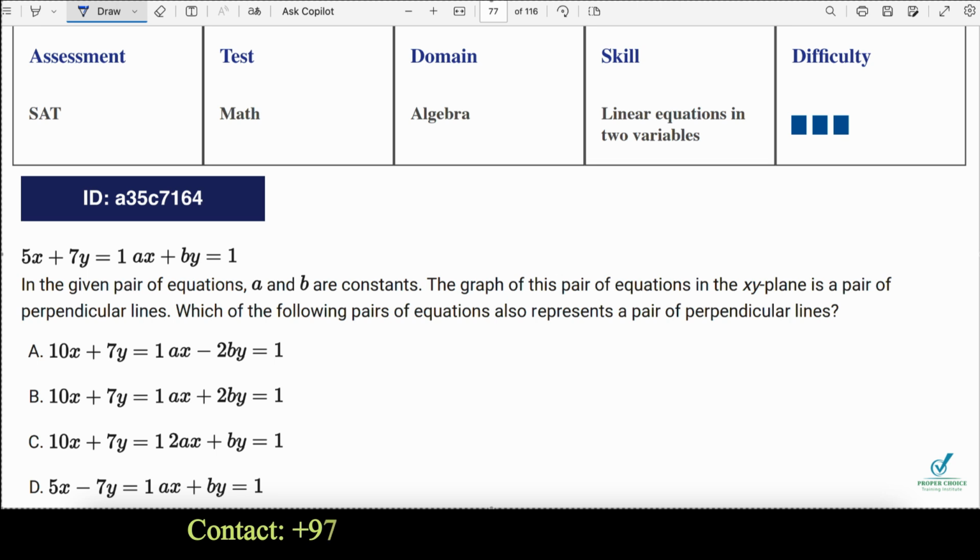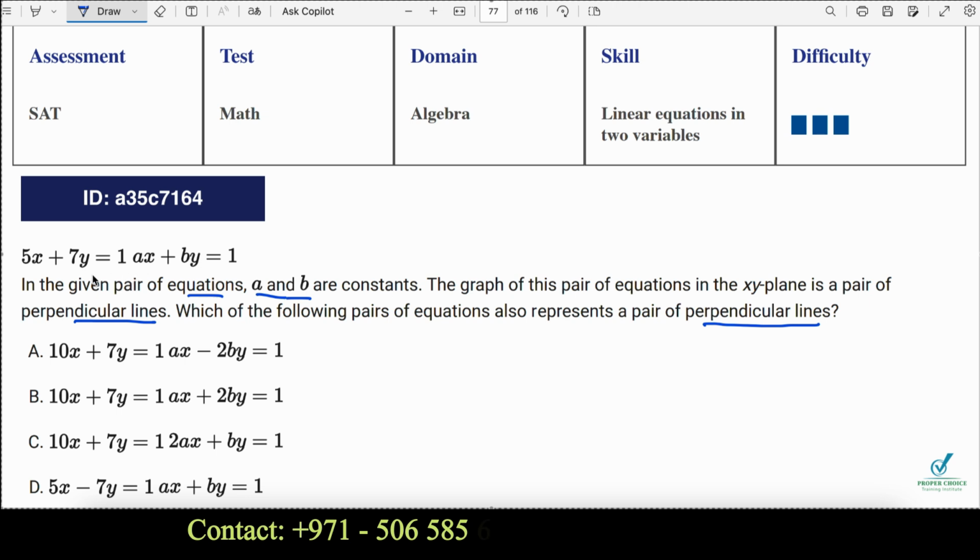Welcome back once again. Now let's continue with the question here. In the given pair of equations, a and b are constants. The graph of this pair of equations in the xy plane is a pair of perpendicular lines. Which of the following pair of equations also represents a pair of perpendicular lines?